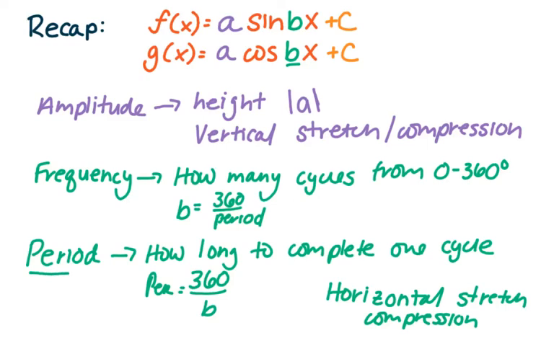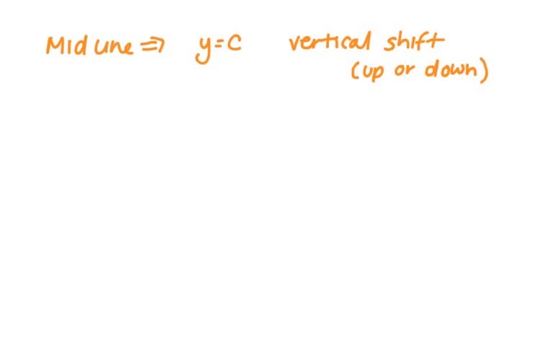The period of a given trig function is how long it takes to complete one full cycle. This answer will be in degrees or radians. The period is equal to, in our case, 360 degrees divided by our b value. A change in the b value will represent a horizontal stretch or compression in the graph. And lastly, we have our midline, our c value. This will shift our graph up or down.